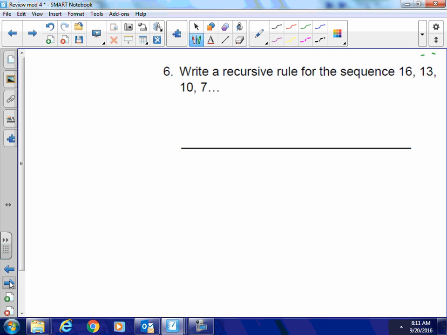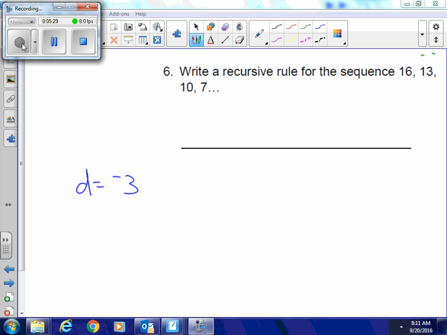Number 6, write the recursive rule for the sequence 16, 13, 10, and 7. First, we notice that our d, our common difference, is -3. We're going down 3 between each term. The recursive rule always starts with the given first term, which we see is 16, semicolon. Now we're set to get our terms. So here's the real rule.